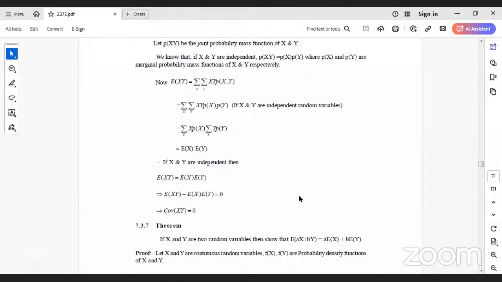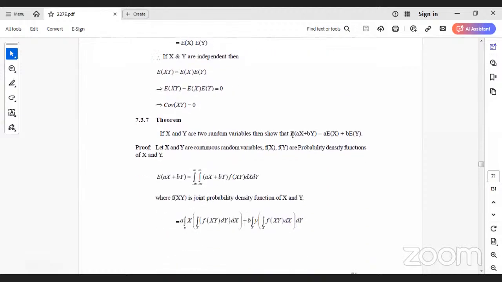So that is another theorem we have to take. If X and Y are two random variables, then show that E of aX plus bY is equal to a into E of X plus b into E of Y, where a is a constant and b is a constant. So let X and Y be random variables, with f(x) and f(y) the probability density functions of X and Y.